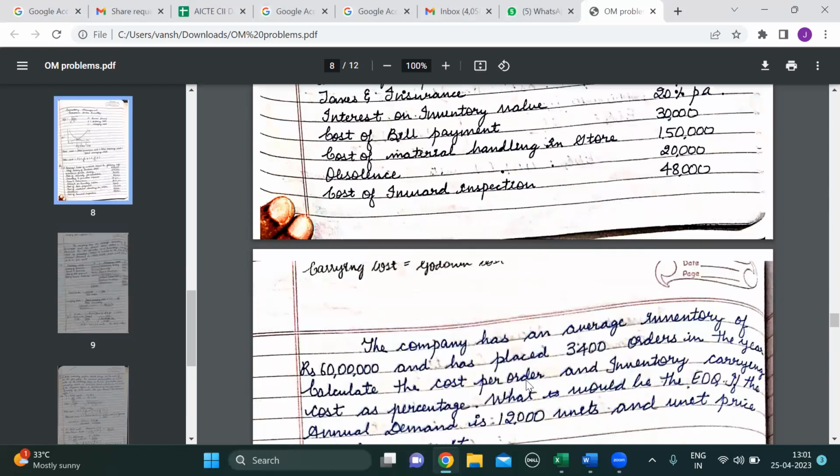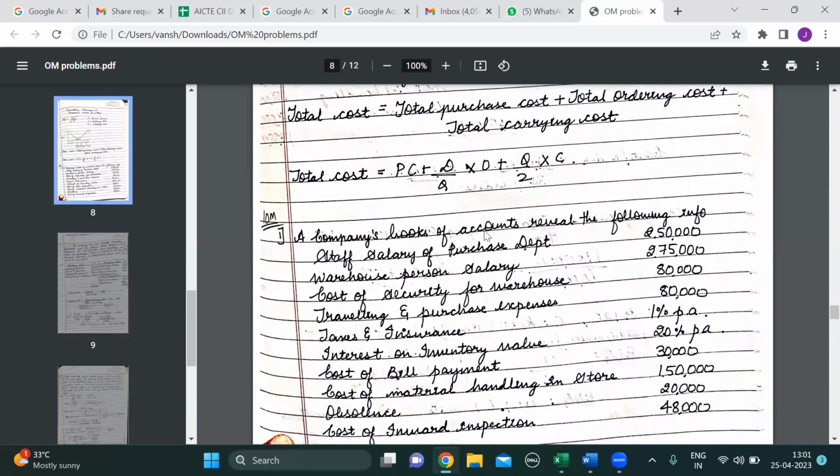So first we will segregate all our cost into ordering cost and carrying cost. So from this, the very first thing, staff salary of purchase department. Purchase department places the orders. So I have taken this into the ordering cost. Warehouse person salary. Warehouse is the godown where you keep the goods and services. So that godown carries them. So I'm taking it in the carrying cost because warehouse, watchman salary or person salary will lead to carrying cost.